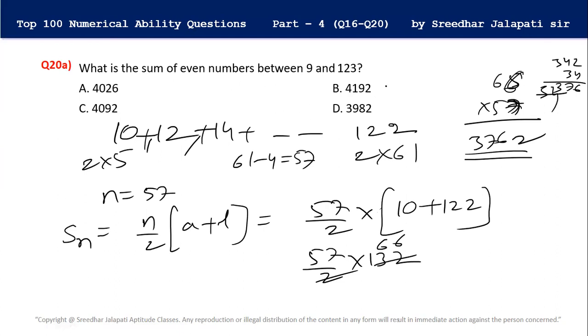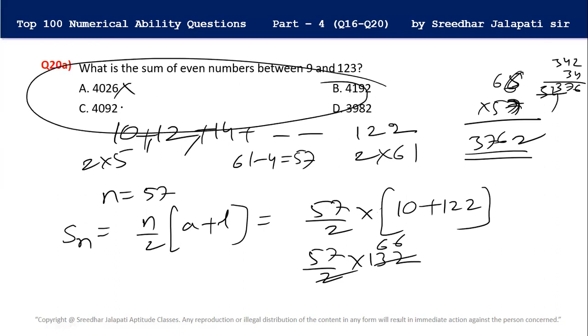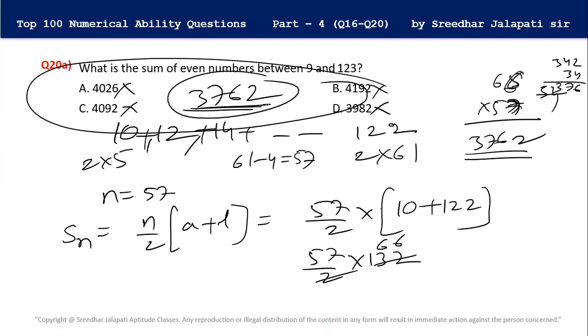So the answer is 3762 only. Unfortunately, it is not in the options. So the options do not have the correct answer. The answer is 3762. Whatever I got previously is correct, but it is not there in the options. Okay, so this is how we can find the sum of even numbers in a particular range.